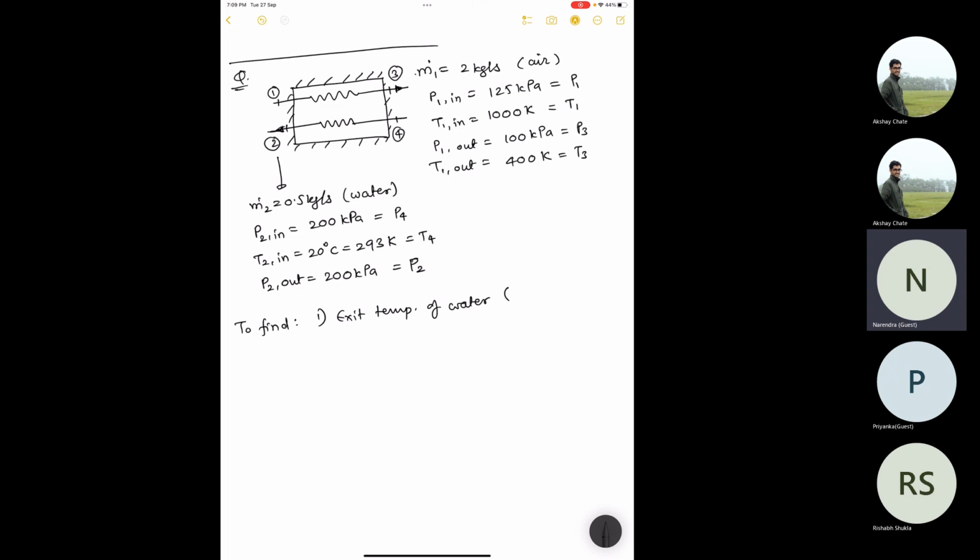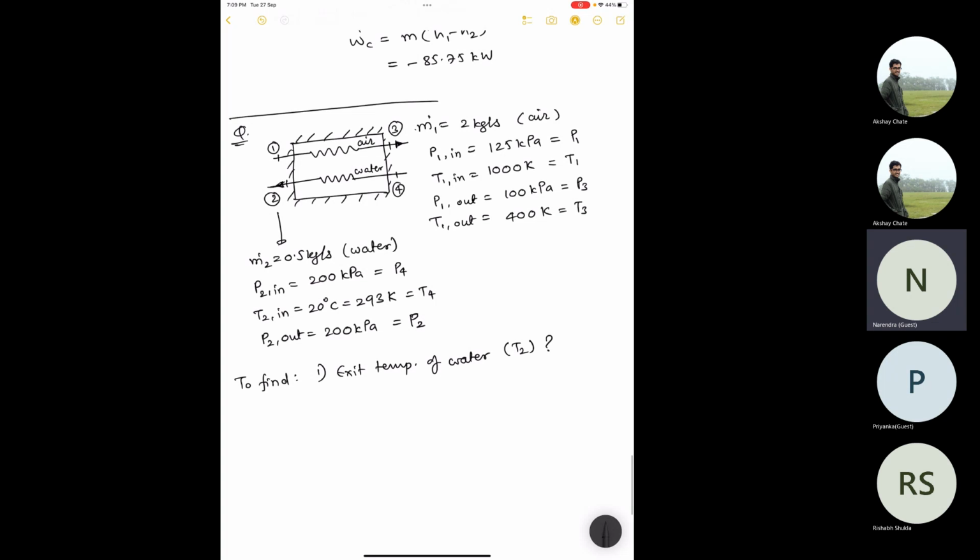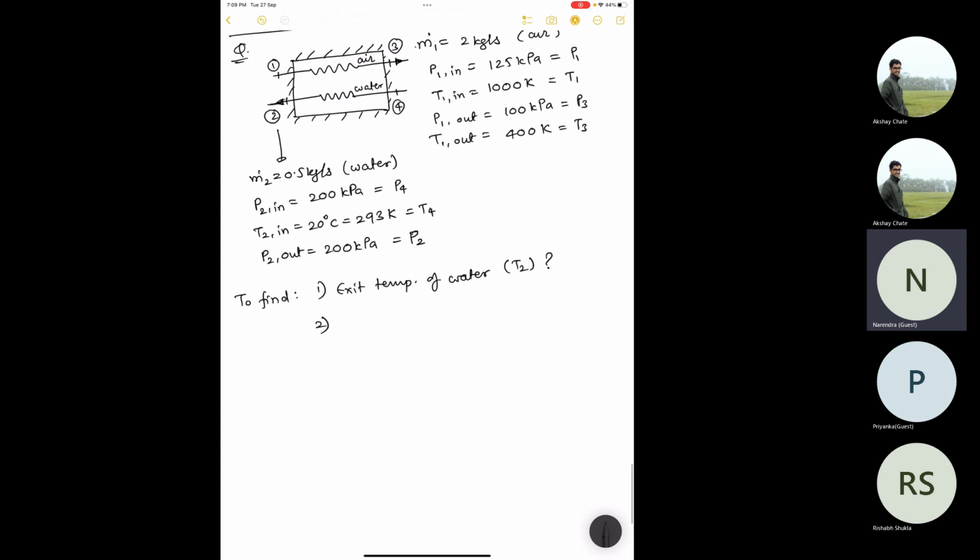So that will be T2 by this diagram. I'll just write it here only. This is air and this is water. Second part is, I think, entropy generation. Total rate of entropy generation. This will be Sgen. And yeah, this is the question.